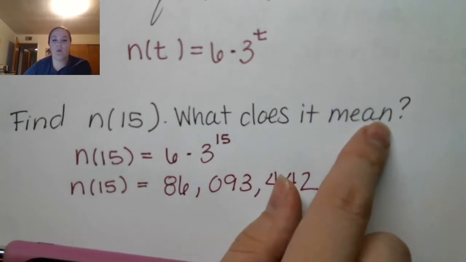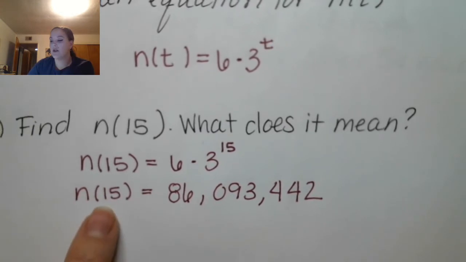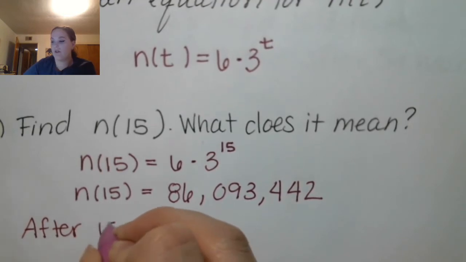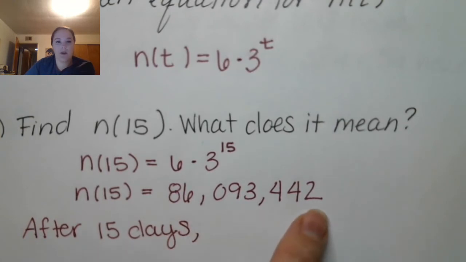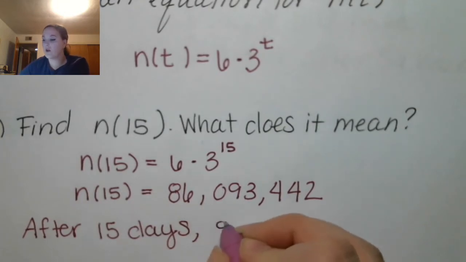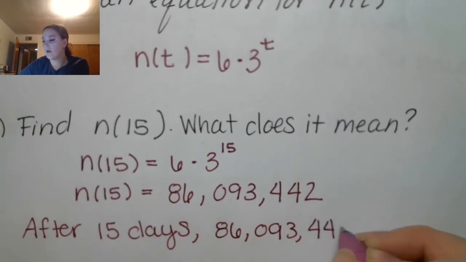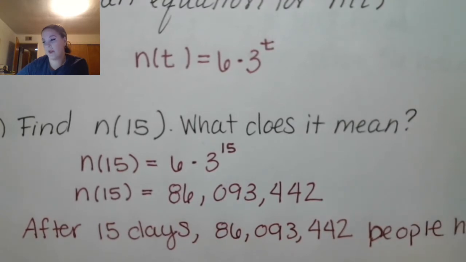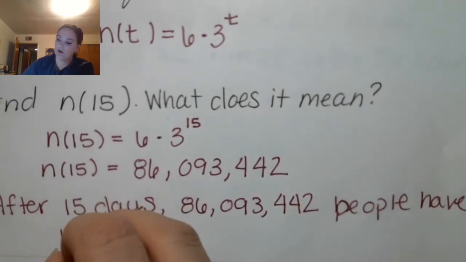Now we're going to say what it means. So remember, when we're doing this, we're going to say what the input value means. This is t for time, so it would be after 15 days. Then we're going to say what this number means, and remember, n is the number of people who have heard the rumor. So about 86 million people have heard the rumor.